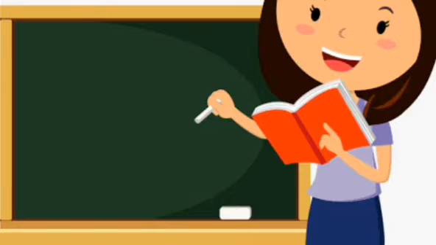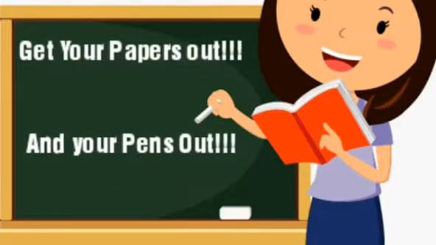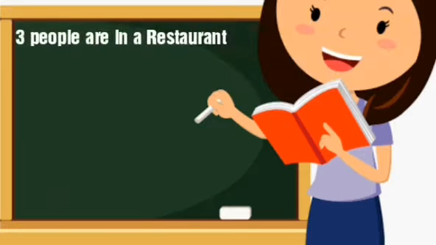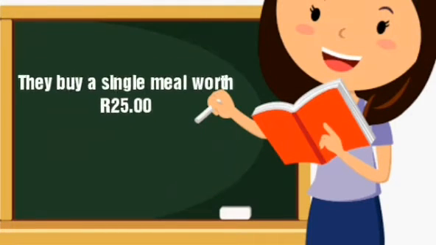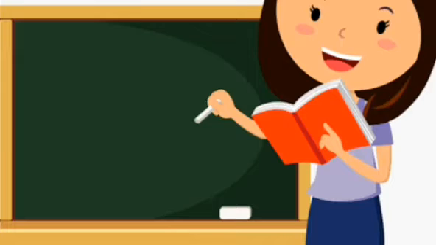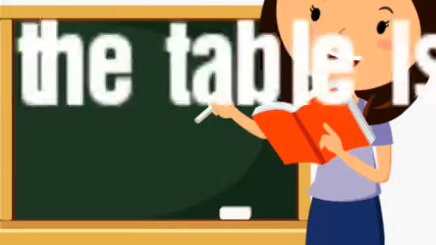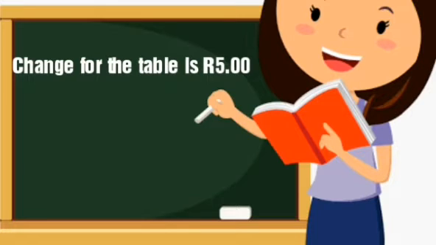For those that have no clue what the activity was about, get your papers and pens out and start writing it down so that you don't get lost. All right, here we go. 3 people are in a restaurant. They buy a single meal worth 25 rands. They each pop out 10 rands to pay for the meal, and then that means 10 plus 10 plus 10 equals 30 rands, which means the change for the whole table has to be what?